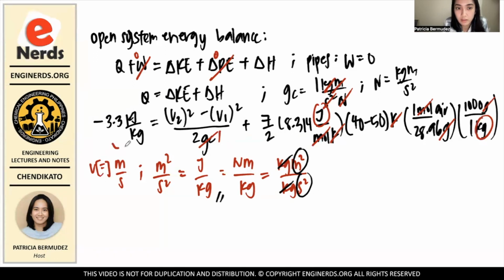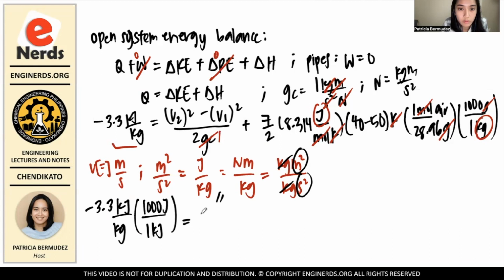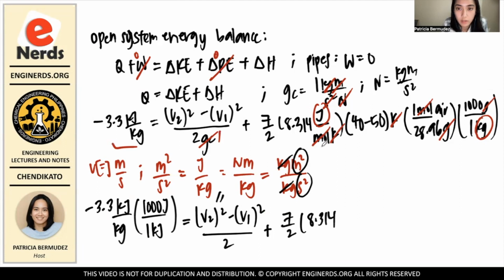But how about the left-hand side? Joules per kilogram. We have to convert kilojoules into joules. We have negative 3.3 kilojoules per kilogram. And then we multiply this with a conversion factor. We know that 1 kilojoule is equal to 1,000 joules. And then it is equivalent to V2 squared minus V1 squared over 2 plus 7 over 2 times 8.314. And what will remain is joules. And then we have 40 minus 50. And then we have 1 over 28.96.